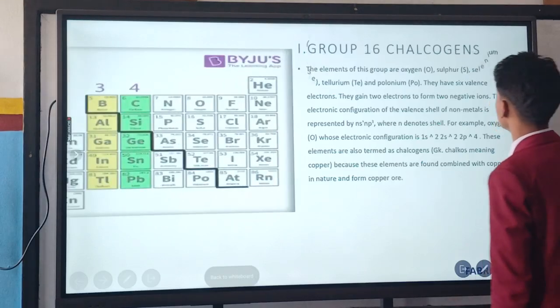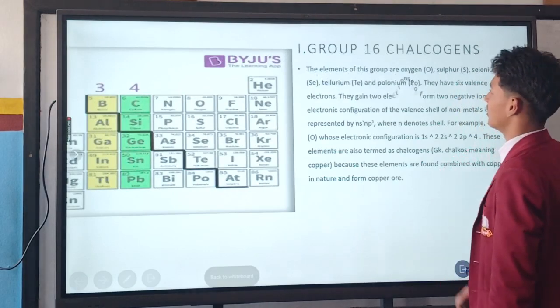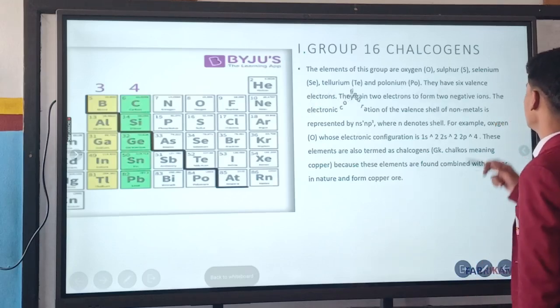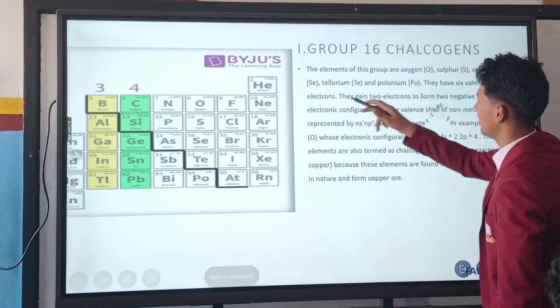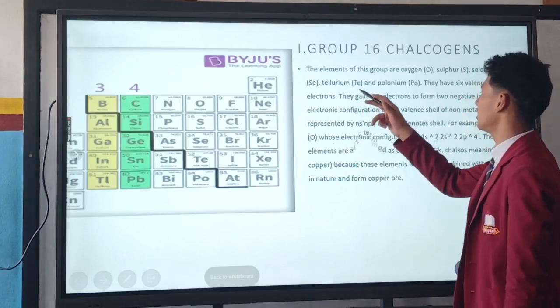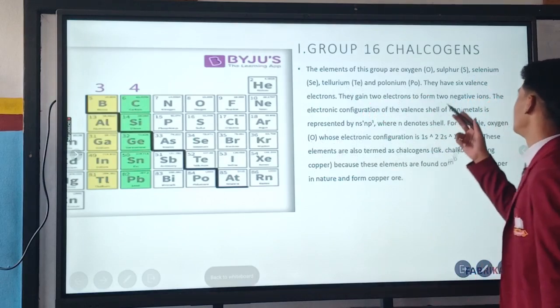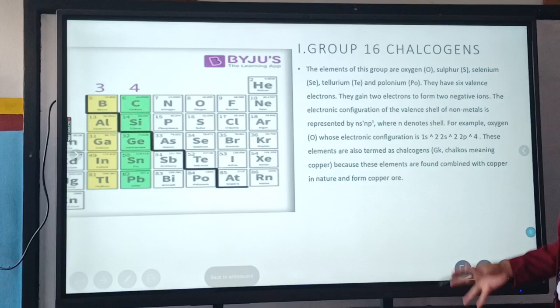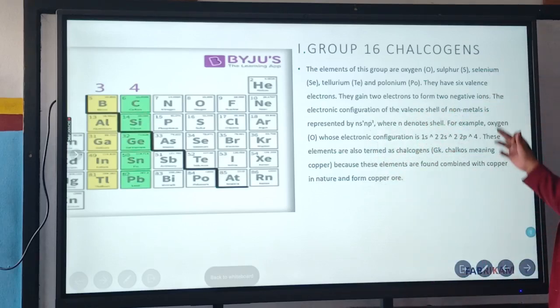Group 16, chalcogens. The elements of this group are oxygen O, sulfur S, selenium Se, tellurium Te, and polonium Po. They have six valence electrons. They gain two electrons to form two negative ions.